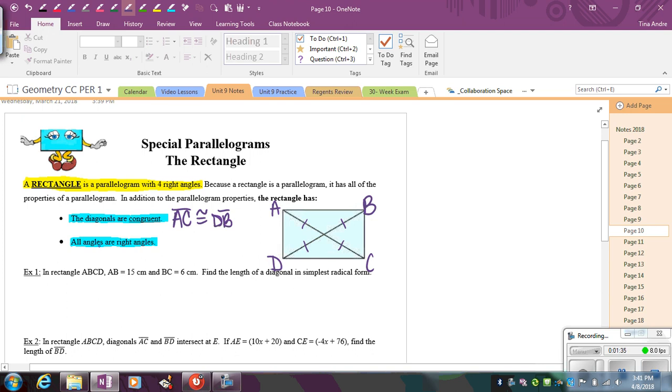And then the other thing is we have four right angles. So these are our four right angles. When you think rectangle, you probably think four right angles, or a quadrilateral that has four right angles.